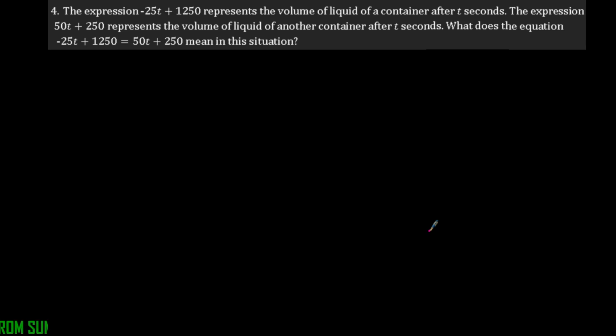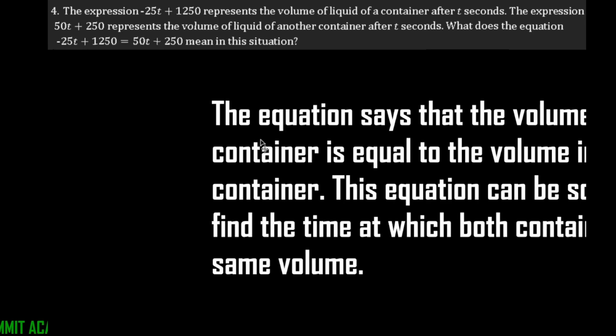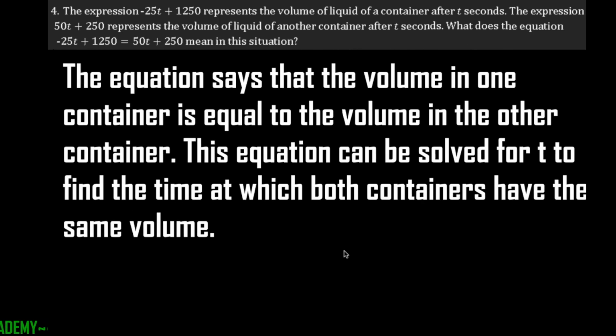So it says, what does the equation negative 25t plus 1,250 equals 50t plus 250 mean in this situation? Well, we can say the equation says that the volume in one container is equal to the volume of the other. That's very similar to when we were saying two lines are equal to each other, that's where they intersect. And so we can say this equation can be solved for t and then find the time at which both containers have the same volume. So whenever they are equal, that means when we have a point of intersection.